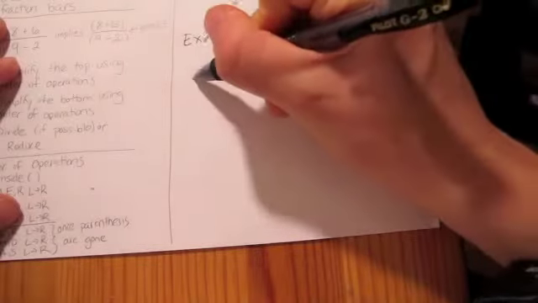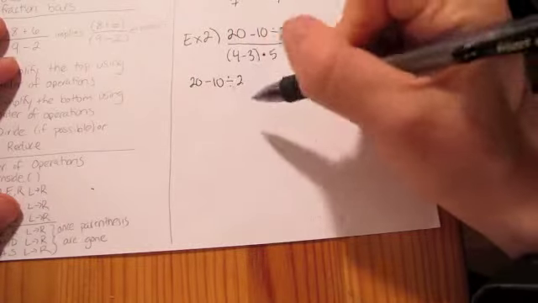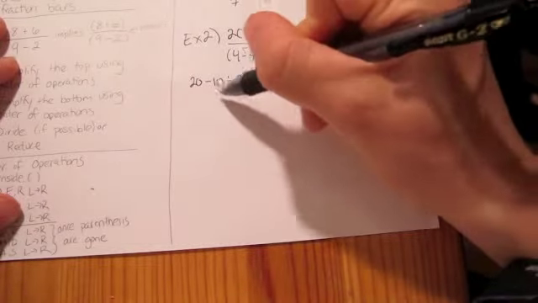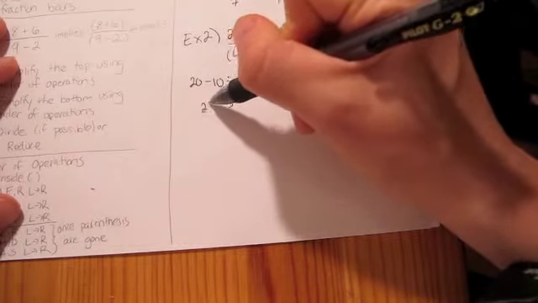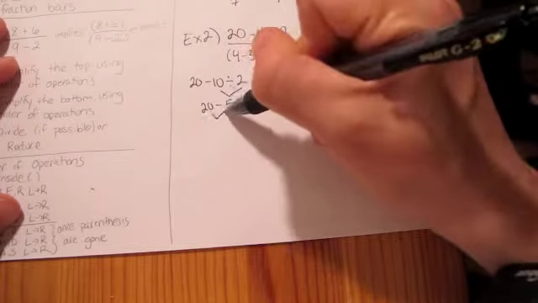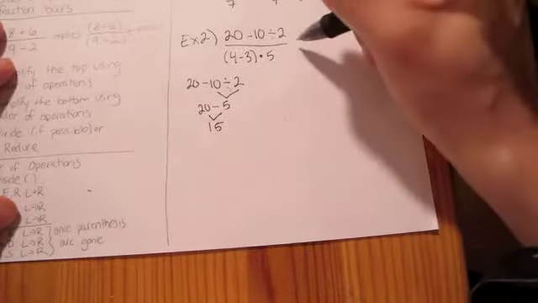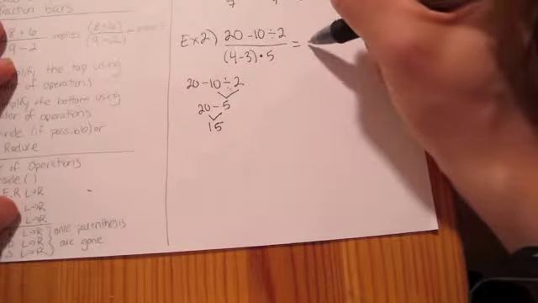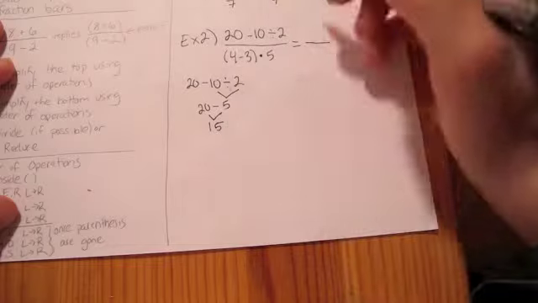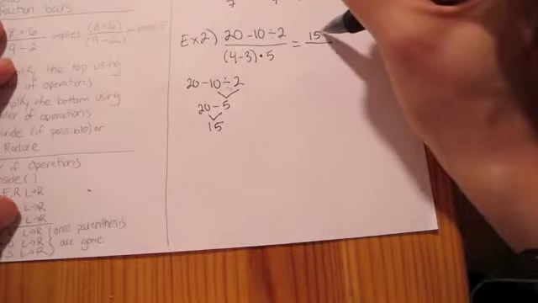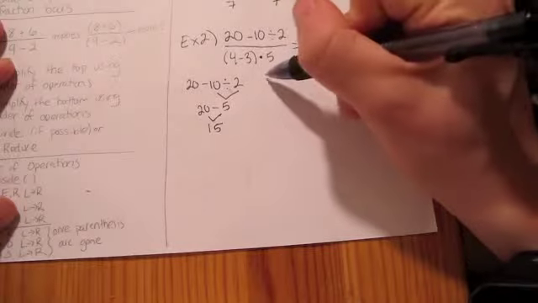So I'm going to rewrite the top, 20 minus 10 divided by 2. And I'm going to go ahead and do the division first. 10 divided by 2 is 5. And 20 minus 5 is 15. So coming back up here to my original problem, I'm going to put my equal sign and put my fraction bar, and I now know that the top simplifies to 15 when I use order of operations. And now I'm going to come over here and simplify the bottom.